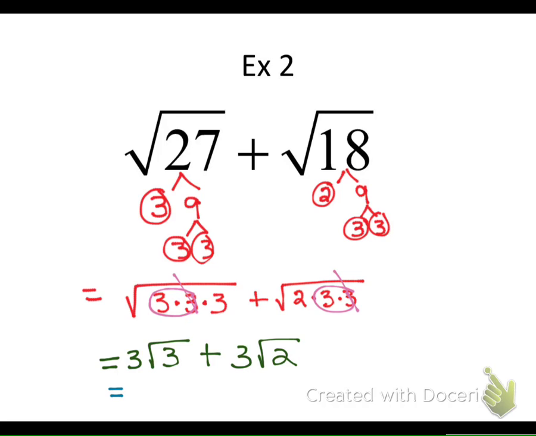Perfect. Thank you. So I'm just going to switch them around. So what do I write? 3 to the square root of 2 plus 3 to the square root of 3. Perfect. And that's it.